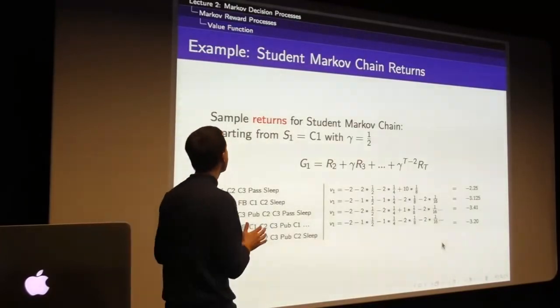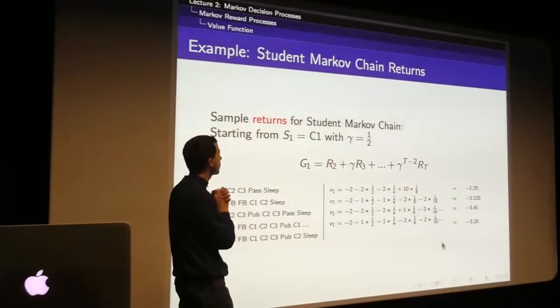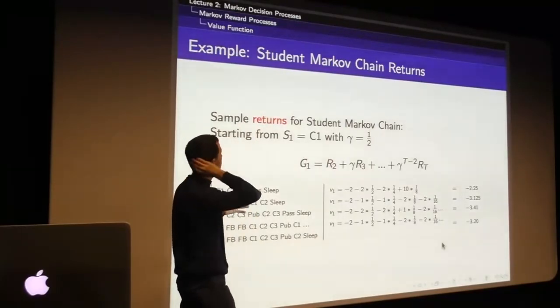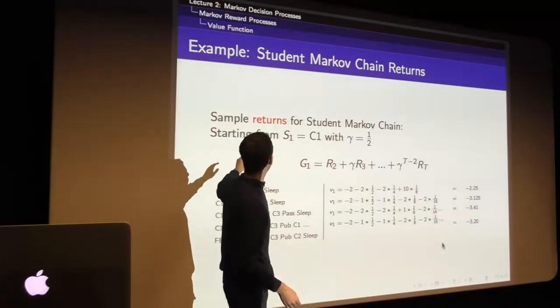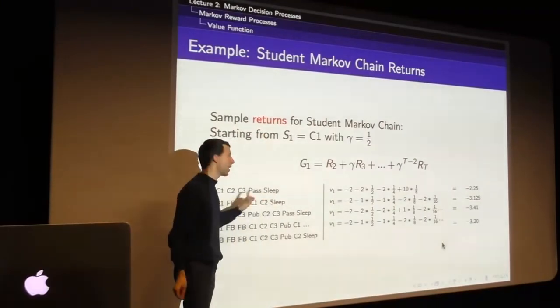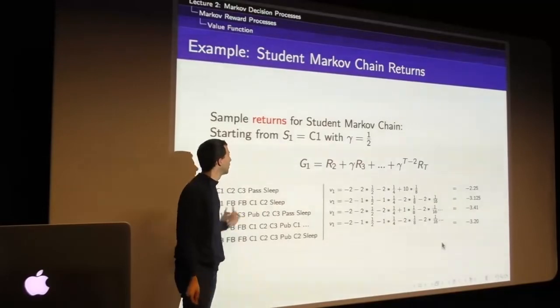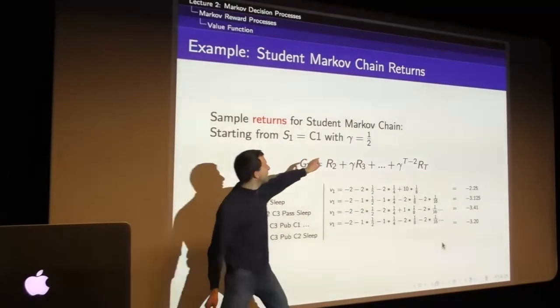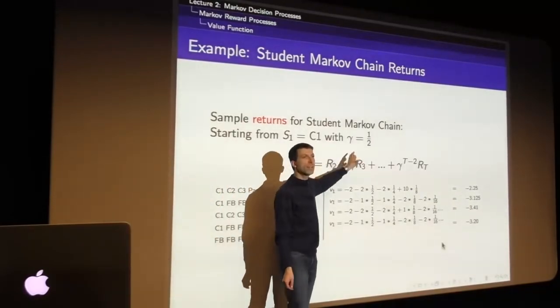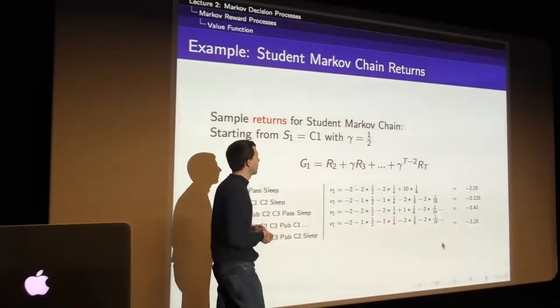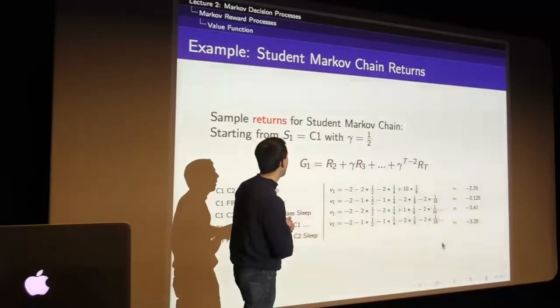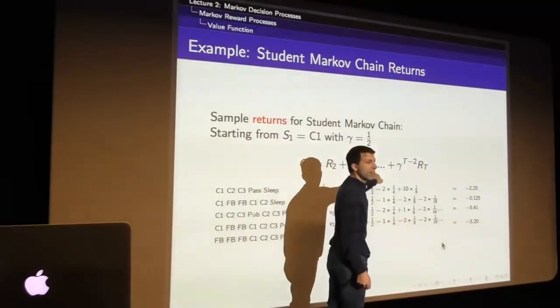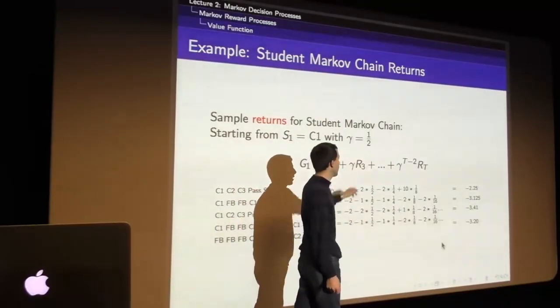Okay, so let's get concrete again. Let's go back to the student Markov chain, actually the student Markov reward process. We're going to sample returns now. Again, we're going to look at these samples of this process that we've taken. And we're going to consider a discount factor of gamma equals 0.5. So we basically halve the amount that we care about getting rewards at every step. And this is the definition of our return, with gamma instantiated with a half.